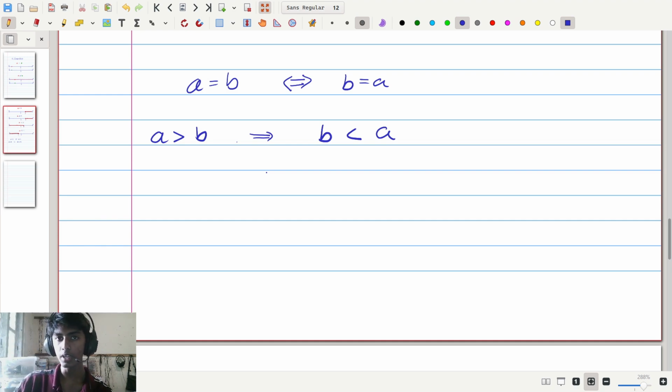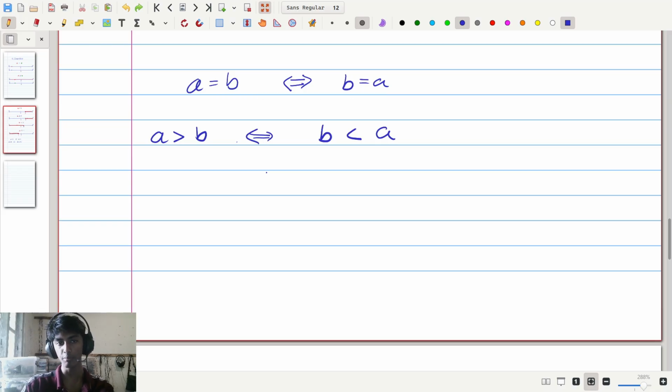This is how we reverse these kinds of inequalities. To reverse an inequality, you need to reverse the sign as well. So if a greater than b, this implies that b less than a. Similarly, if b less than a, this also implies that a is greater than b. So we have this reversibility, the same reversibility we had with the equal sign, but unlike the equal sign, we need to change the sign in the middle as well.